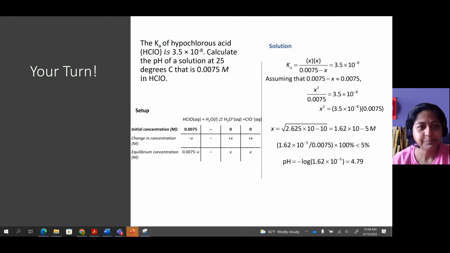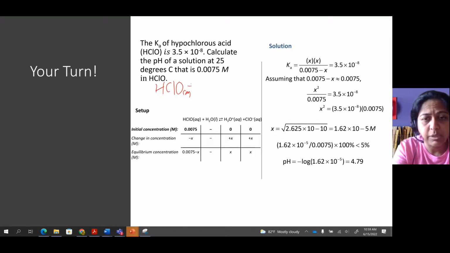Another practice problem. The Ka of hypochlorous acid, HClO, is 3.5 times 10 to the negative 8. Calculate the pH of a solution at 25 degrees Celsius that is 0.0075 molar in HClO. Right, so the first thing, we'll write the equation for the HClO ionization. So it is HClO with water.